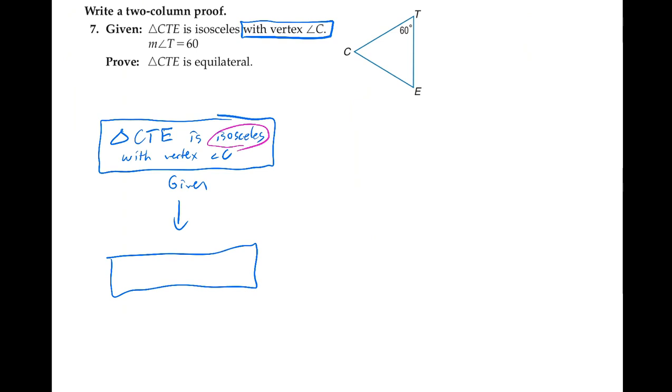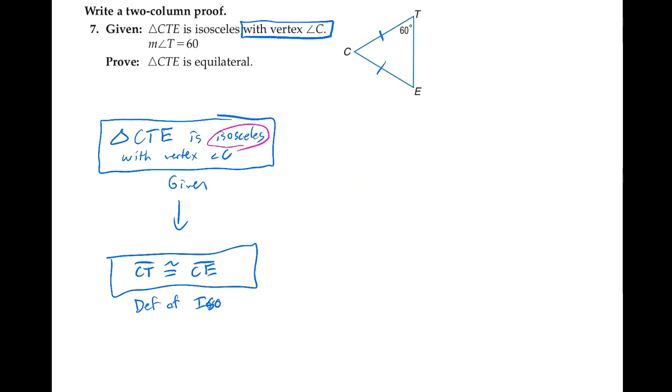Some teachers might be okay. Some books might define isosceles with two angles congruent. And because that's biconditional, equivalent to two congruent sides, that's okay. Your book could do that. In our book, it does congruent sides. So we can only say that if this is the vertex, that means these are the two legs. So we could say CT is congruent to side CE. And that was by the very definition of isosceles.